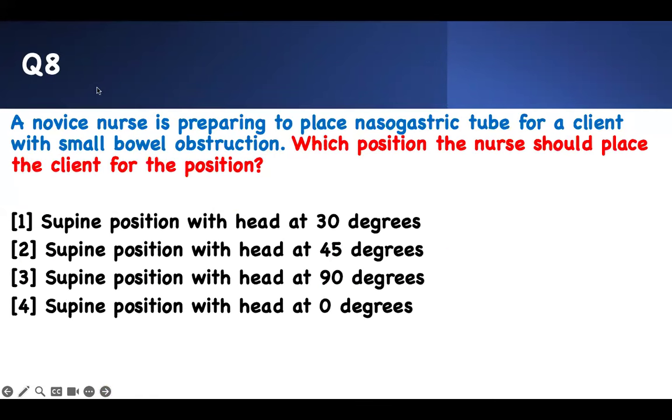Number 8. A novice nurse is preparing to place a nasogastric tube for a client with small bowel obstruction. The patient has a small bowel obstruction. Which position should the nurse place the client in for the procedure? Guess what?